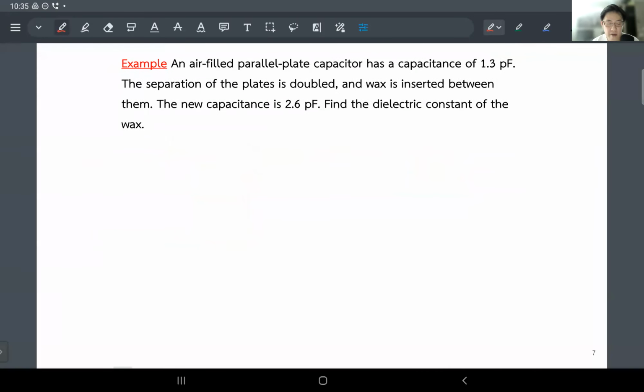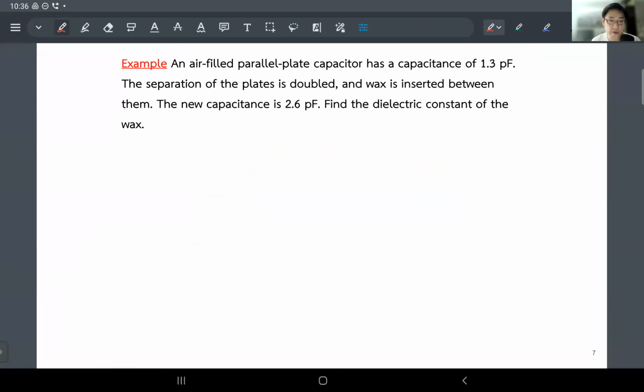Now you have an air-filled parallel plate capacitor with a capacitance of 1.3 picofarad. Now the separation of the plates is doubled. Wax is now inserted between them. The capacitance turns out to be 2.6 picofarad. Find the dielectric constant of the wax.